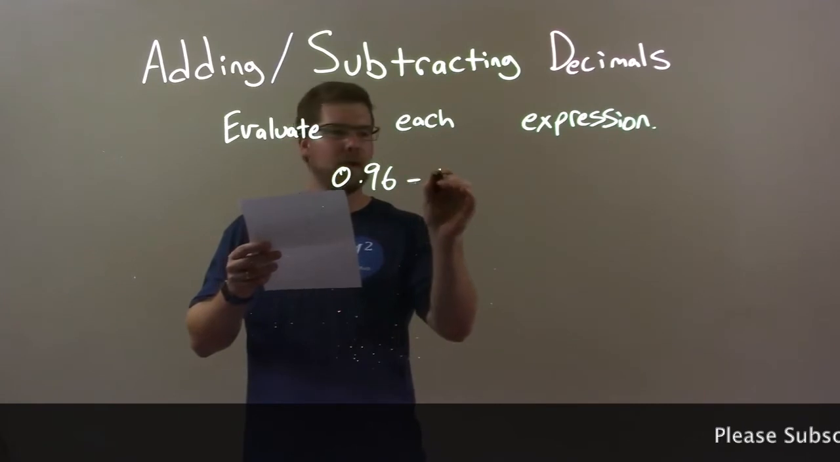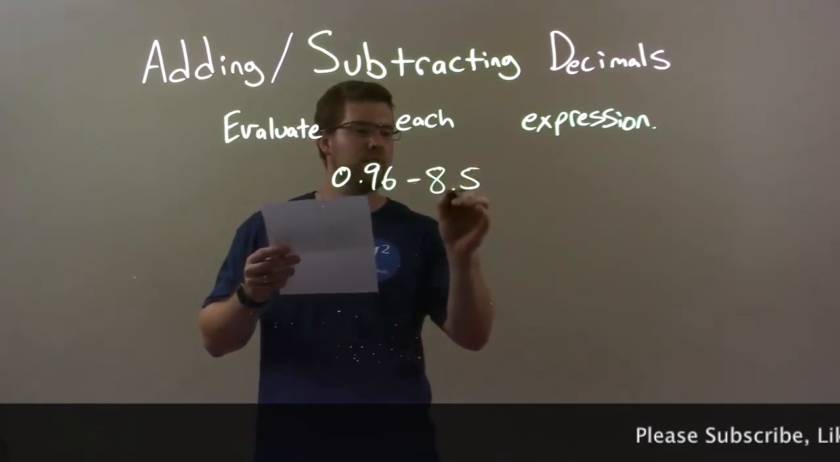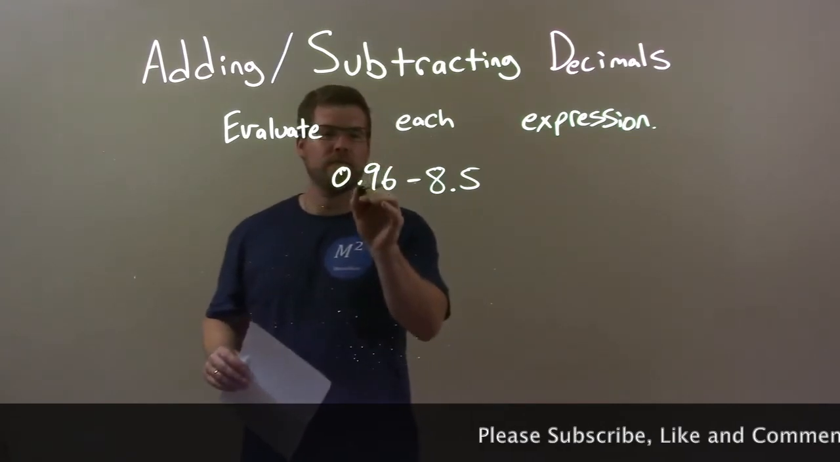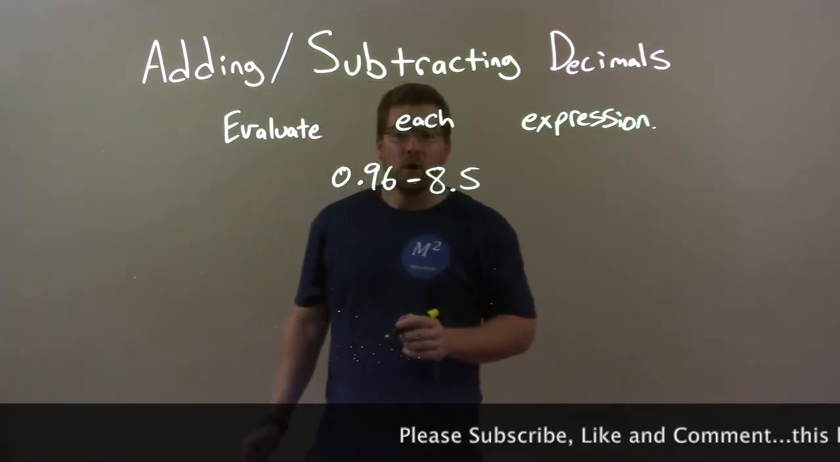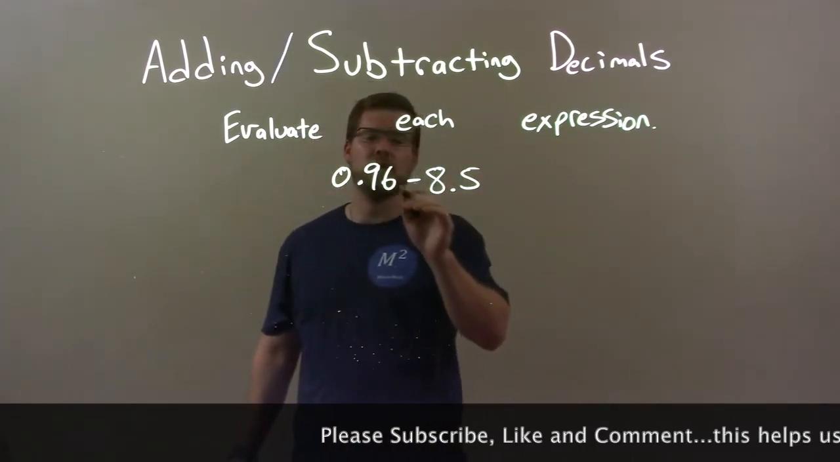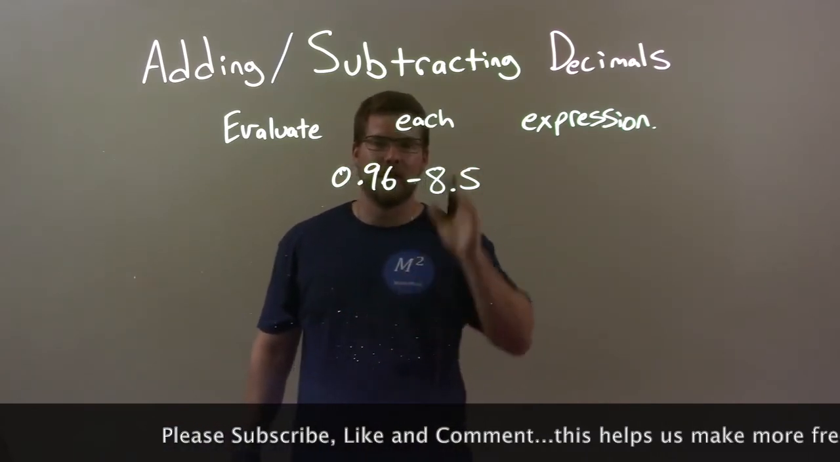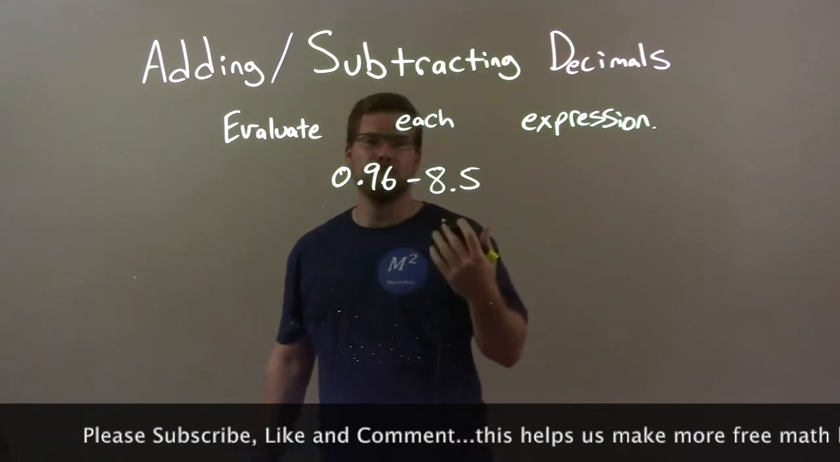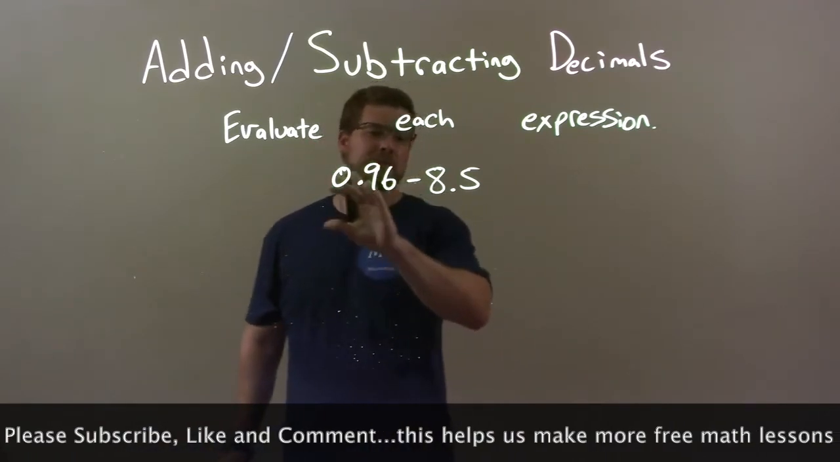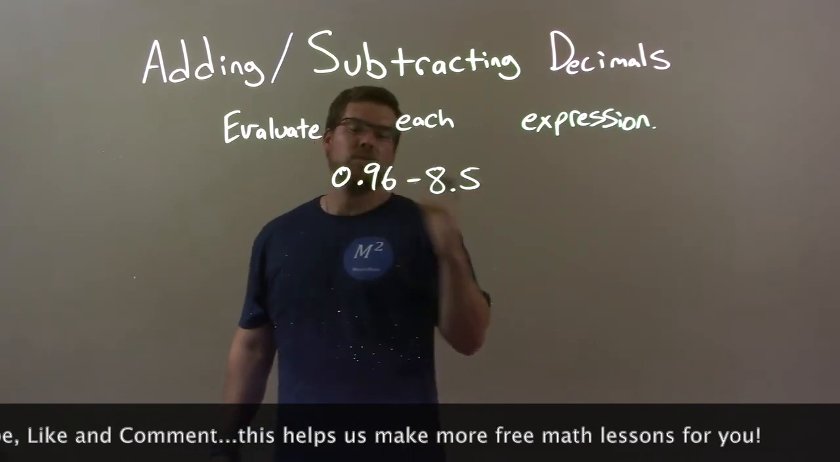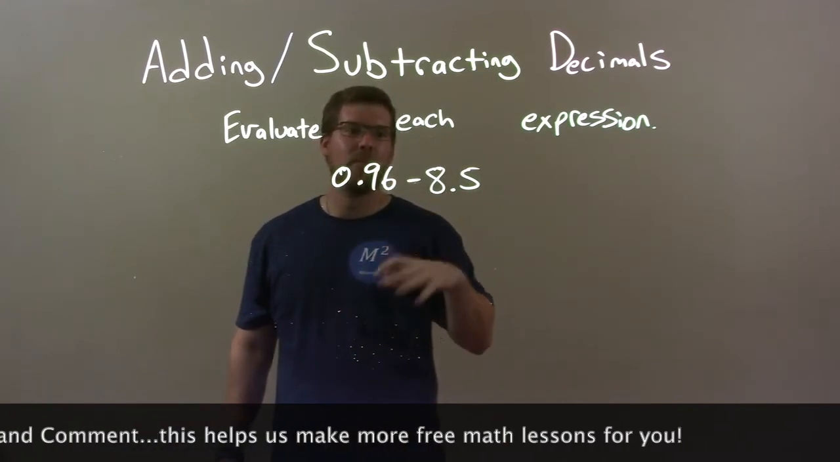0.96 minus 8.5, okay? Well, I know that 8.5 is larger than 0.96. That's going to make my final answer negative. I need to keep that in my mind. When we have something like this and it can't just easily be subtracted, what we need to do is find the difference between these two numbers and then put on a negative.